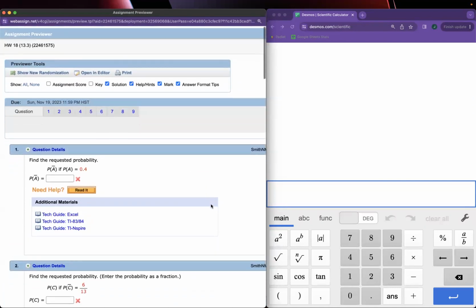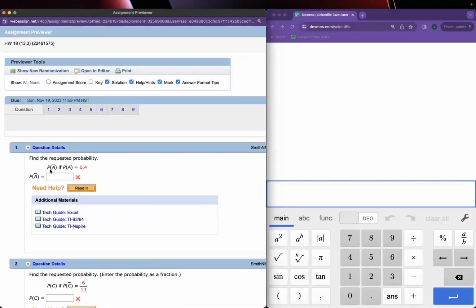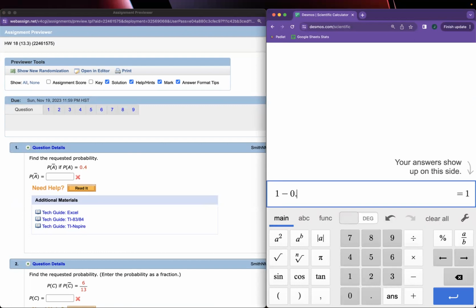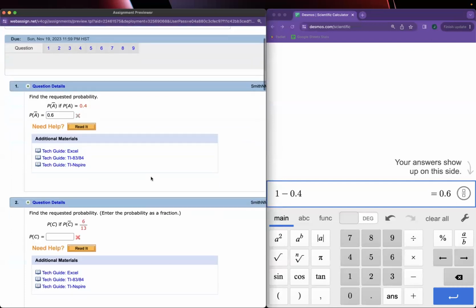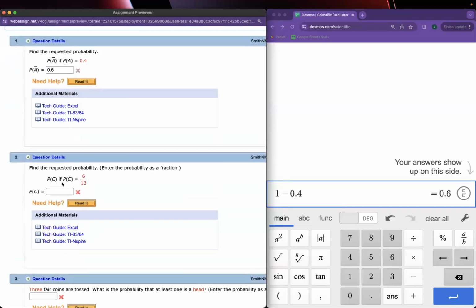Let's do this thing. Number one, P of A complement if P of A is equal to 0.4. Remember the law of complements, it just says it's 1 minus the probability that you do not have something that's equal to the probability that you do, and vice versa. Probability of A not is 1 minus the probability of A. So 0.6. Number two, same idea.